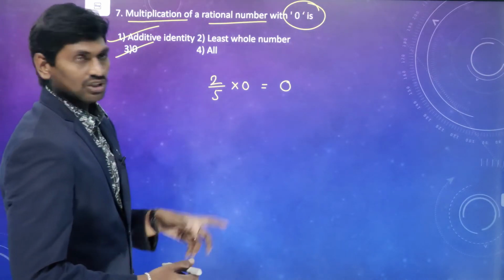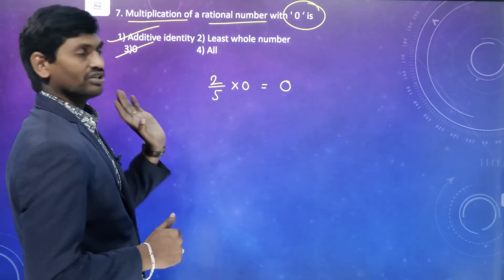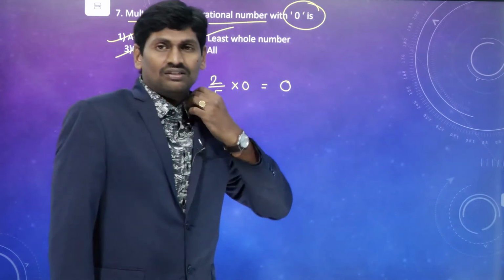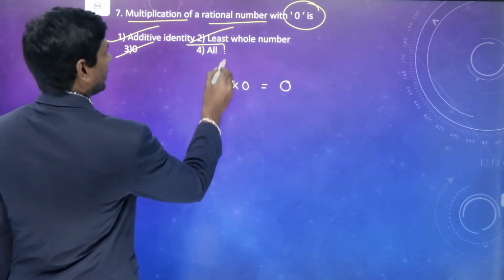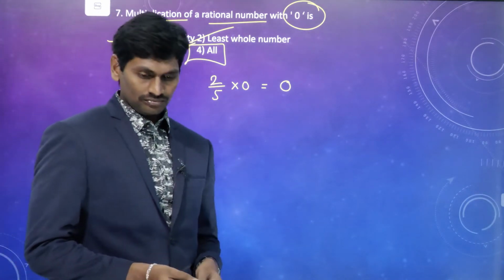Am I right? So the first option also has a chance. Third option, 0 chance. Least whole number. What is the least whole number? 0. So the first 3 options are correct. What is the required answer? All. Okay? Please check.